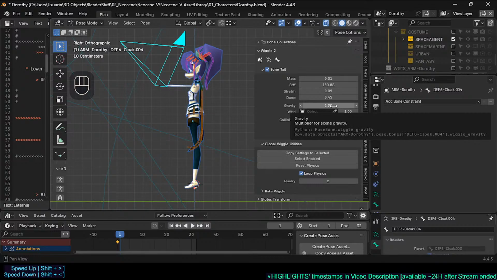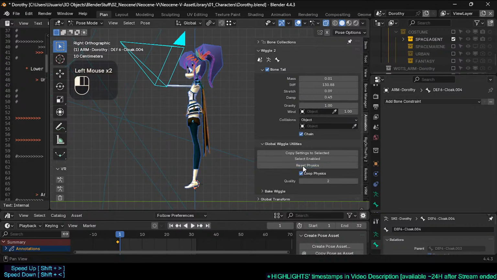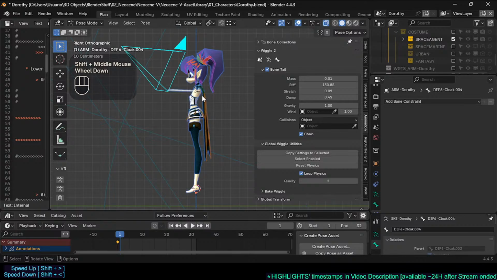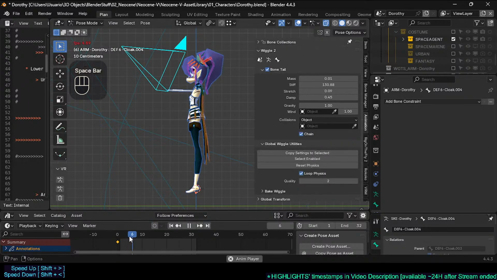anyways, maybe I accidentally augmented their gravity. There's a possibility, but it doesn't matter. The fact is that to prove that the setup doesn't cause this thing, even without any keyframes.